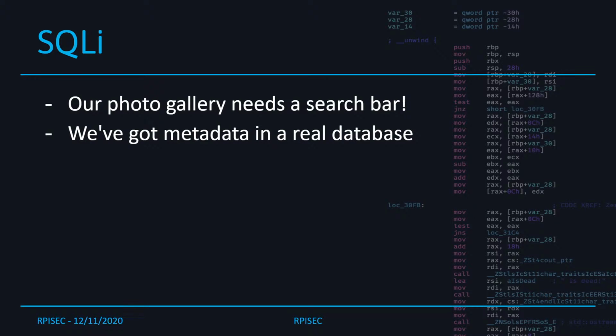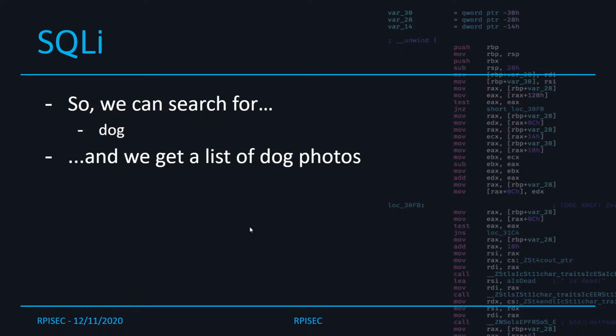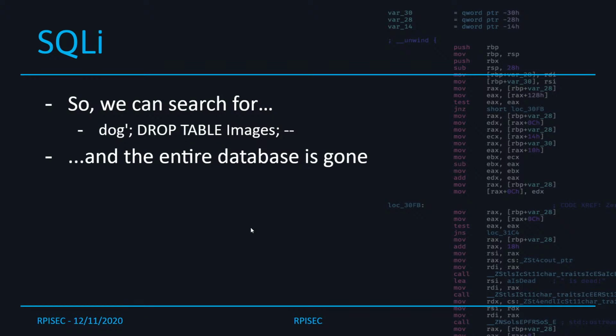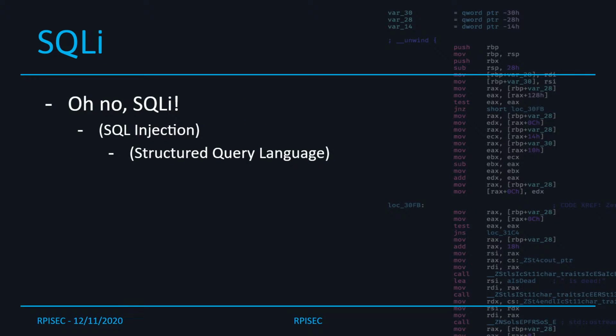So our photo gallery needs a search bar. We need a way to, in an agile web manner, search for dog photos or whatever. So say we have the metadata in a real database. So I can just query for dog and get a list of dog photos. Or maybe I'll search for dog, quote, semicolon, drop table images, semicolon, dash, dash, and the entire database is gone. Oops. So this is SQL injection, where SQL stands for Structured Query Language.